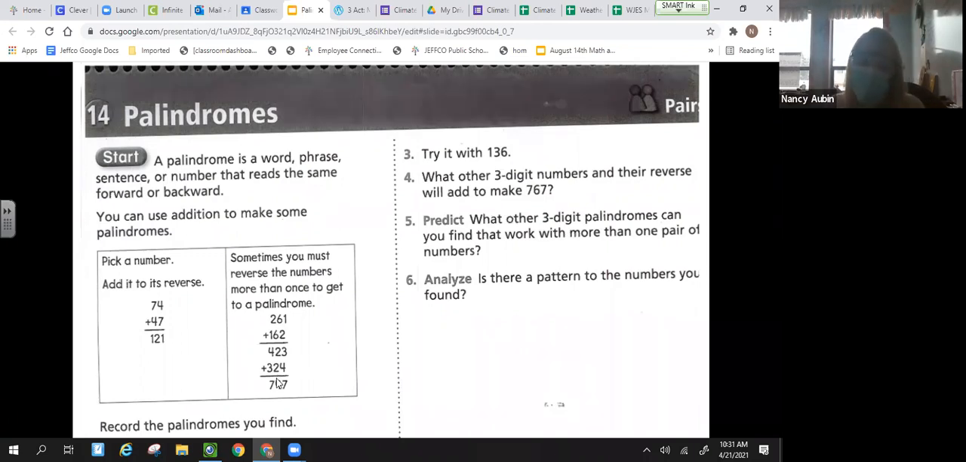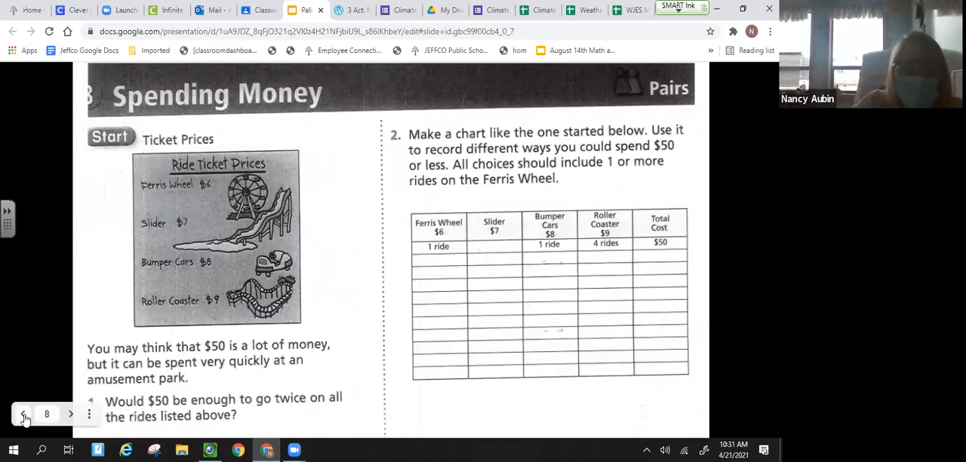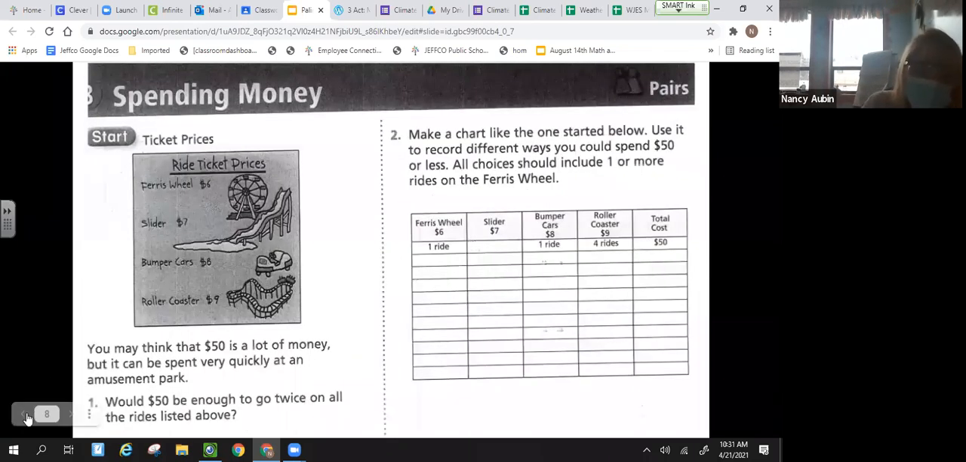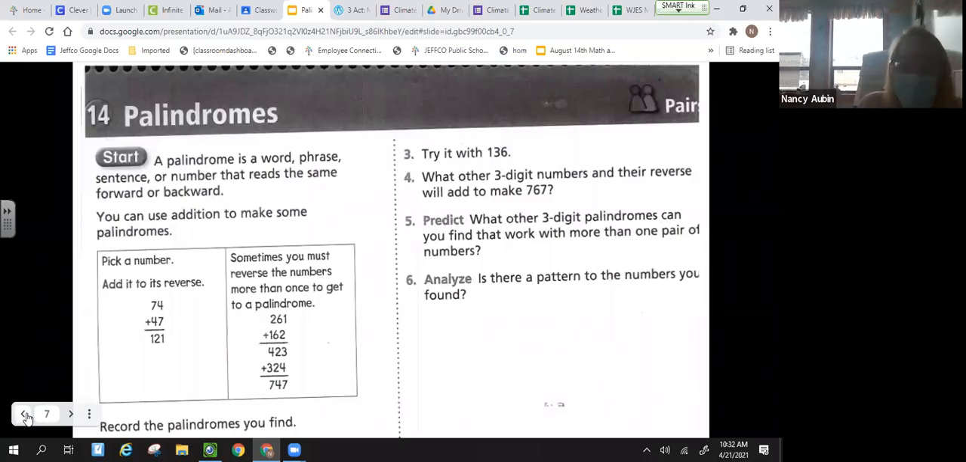Sometimes you must reverse the numbers more than once to get a palindrome. Like if I added 261 and 162, and I get 423. If it doesn't work, you have to add 423 backwards, which would be 324, in order to get a palindrome. So first we're going to do a two-digit number. You're going to add it to the reverse, see if you get a palindrome.